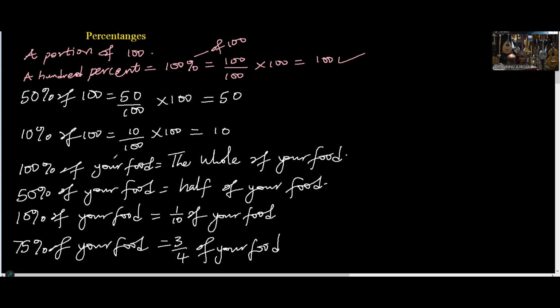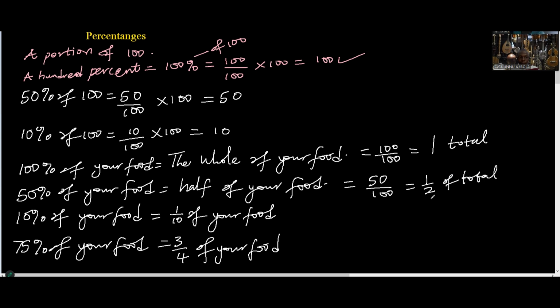Now let's look at the one that says 100% of your food. It simply means 100 over 100, and this is one total of your food. One total. Let's look at the one that says 50%. That simply means 50 over 100, and that is half of the total. Is that clear?